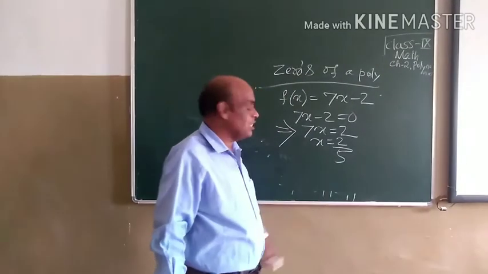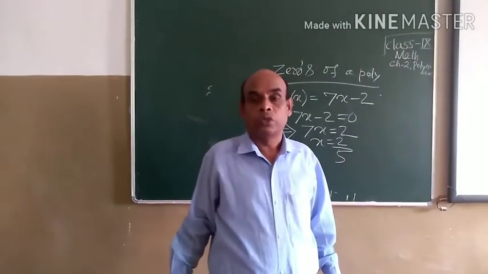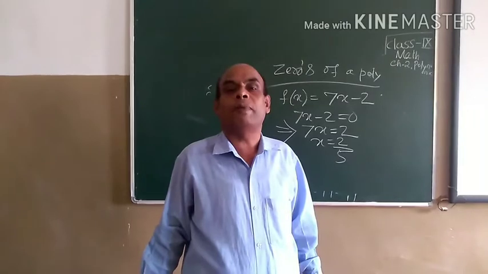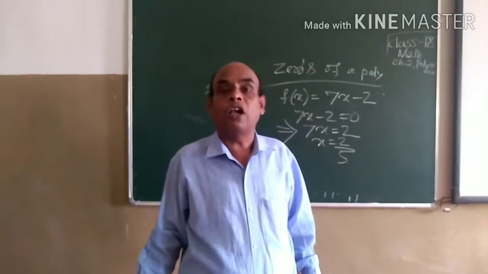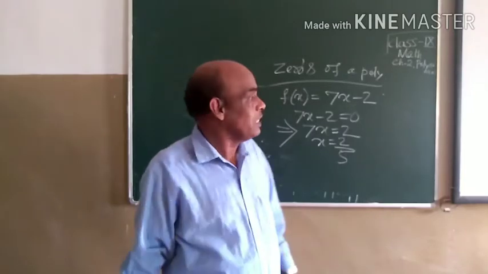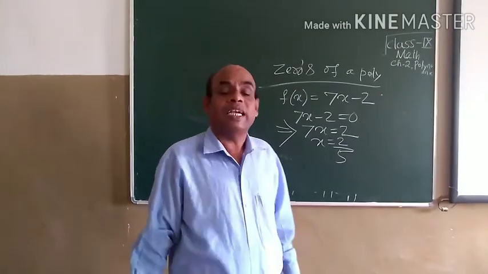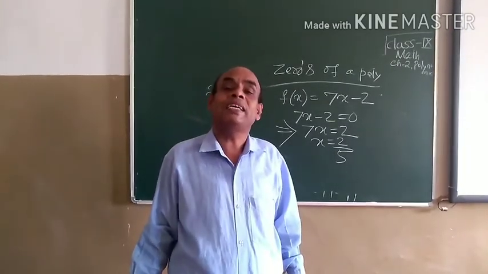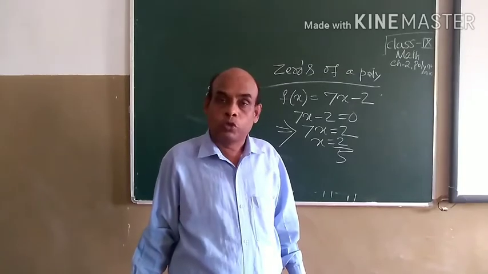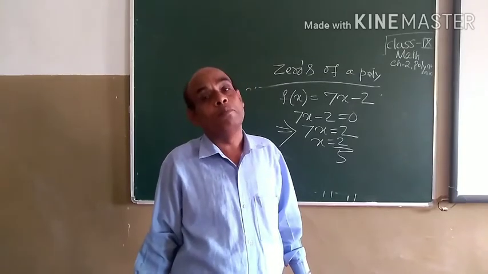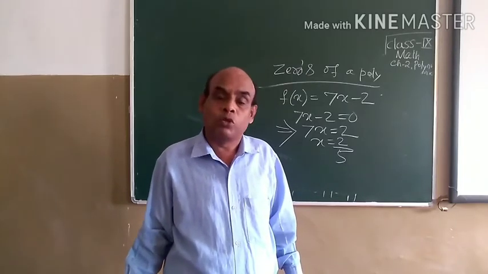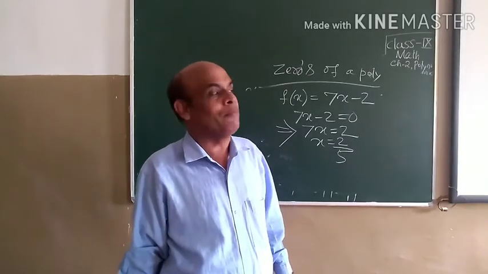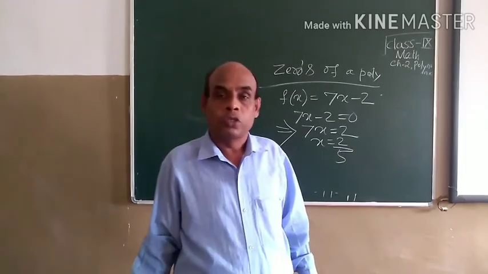So this x is called the root. Whatever value of x we got, that is called a root or a zero. So the conclusion is that a polynomial may have one root, or maybe two roots, or maybe three roots, like that. A polynomial can have more roots.